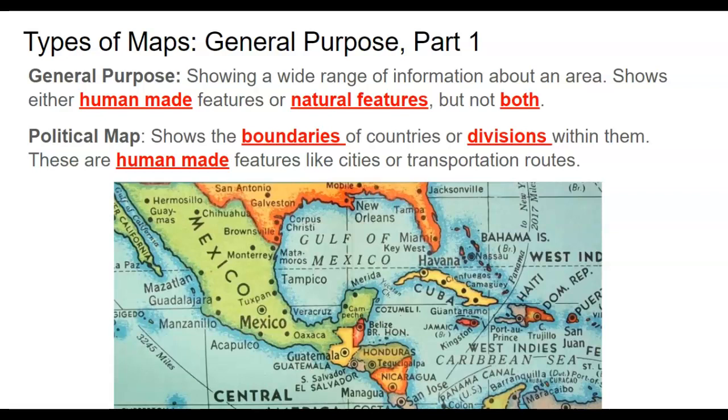You can see how many miles it takes to travel by boat, but you can also see the divisions of countries and the ocean labels.